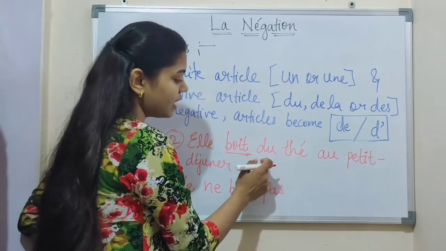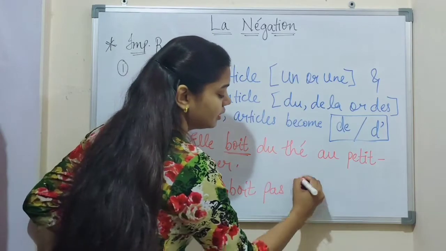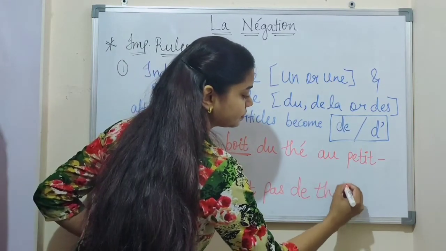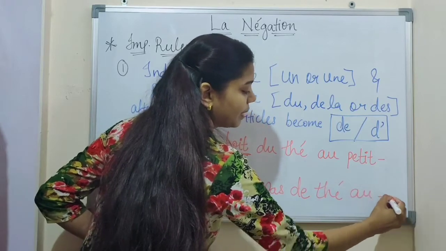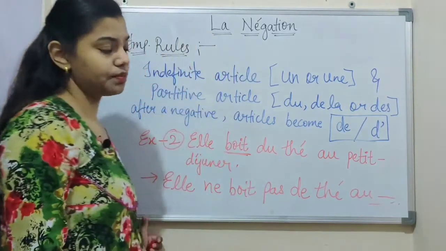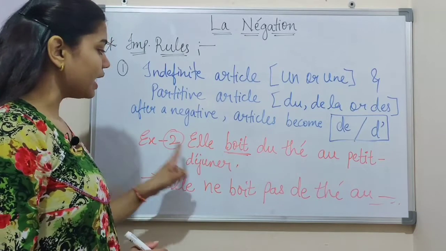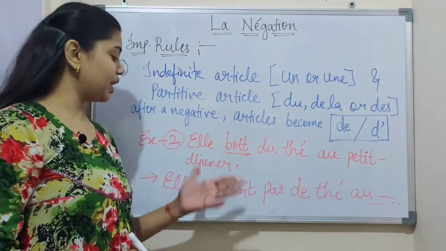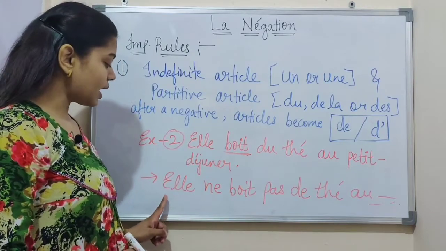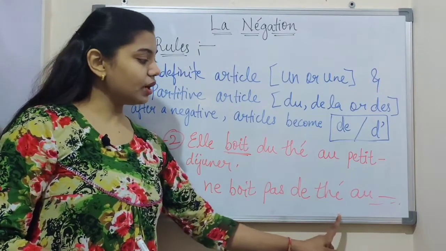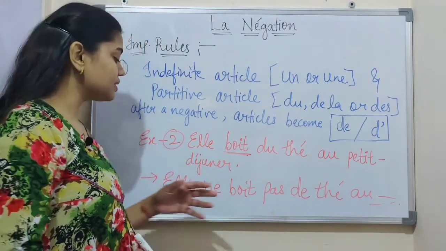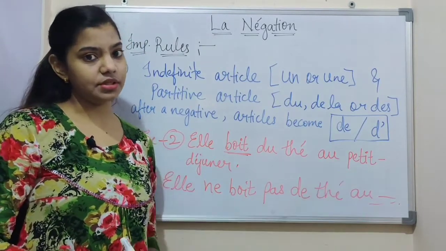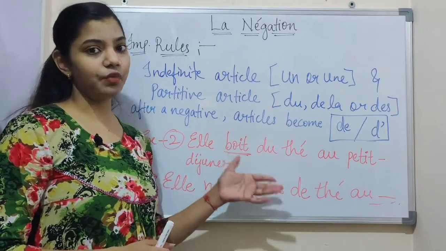Okay, so that's why the "du" becomes "de" here: thé, au, and petit déjeuner, object as it is. So elle boit du thé au petit déjeuner, she drinks some tea at breakfast. The negative is elle ne boit pas de thé au petit déjeuner, that means she does not drink any tea at breakfast. Okay, so I hope you understand this rule well.